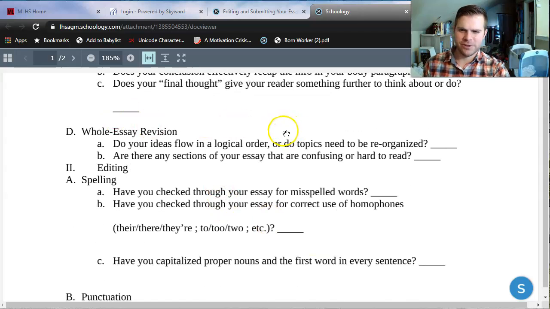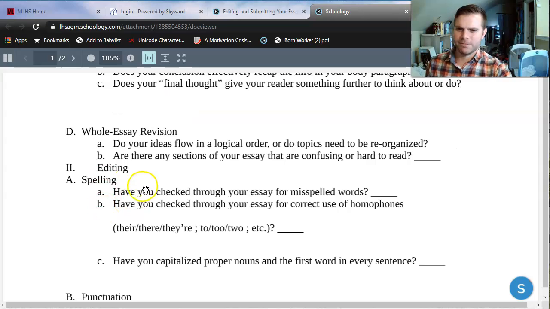And then whole essay revision is just general stuff. Do your ideas flow in a logical order? Or if you're reading your essay, do you yourself get lost as you're reading? My solution for that is to reorganize topics, maybe reorganize your evidence, maybe see if there's ideas in your introduction that should be in your body, or ideas in your body that should be in your conclusion.